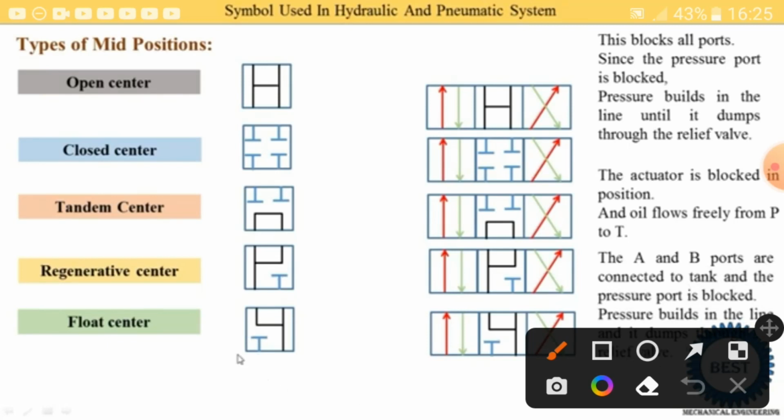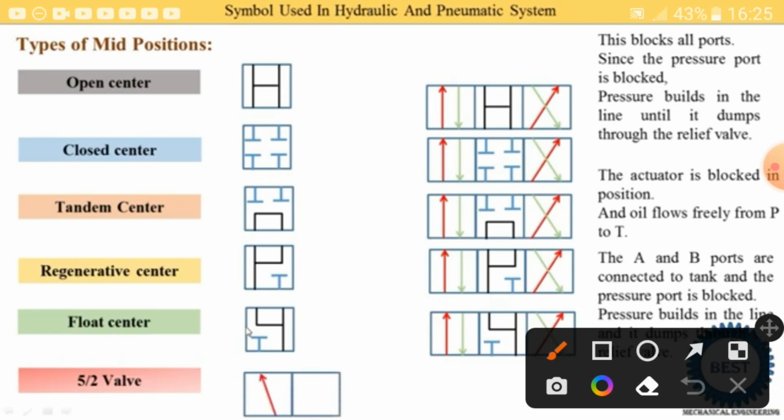When the port P is closed, some pressure is created because the pump is continuously working and supplying oil to the P port. So this pressure is reduced by using the pressure relief valve. Next one is the 5/2 valve. That means there are two positions and 5 ports.